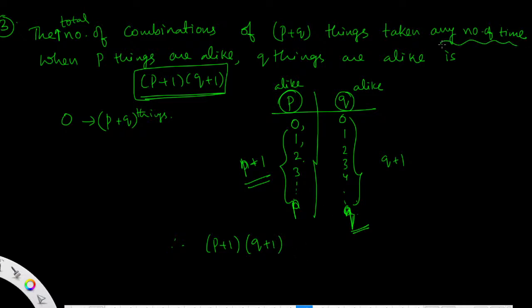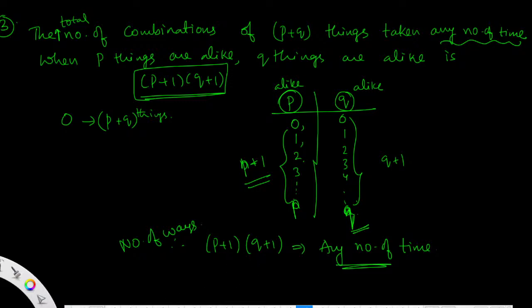Taken any number of times, the total number of ways is equal to P plus 1 into Q plus 1.